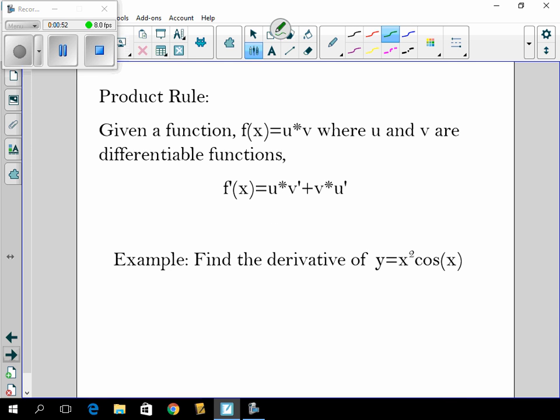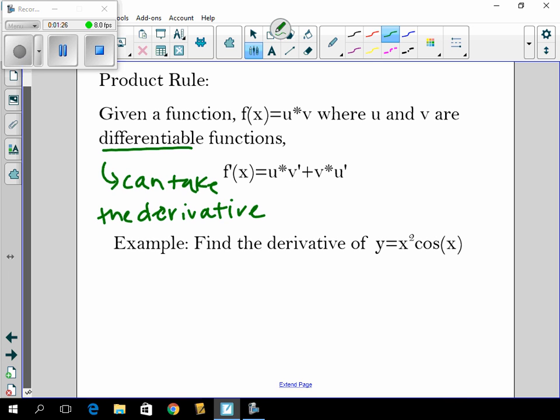So our product rule is we're given a function f of x that can be written as u times v, where u and v are differentiable functions. What this means is that we can take the derivative of them. And our product rule looks like u, our original u, times v prime, the derivative of v, plus v times u prime, the derivative of u.